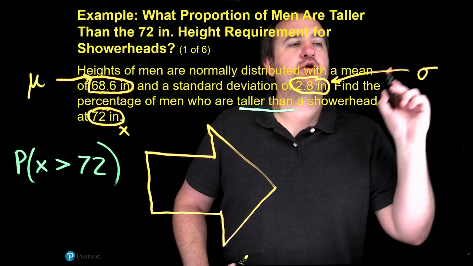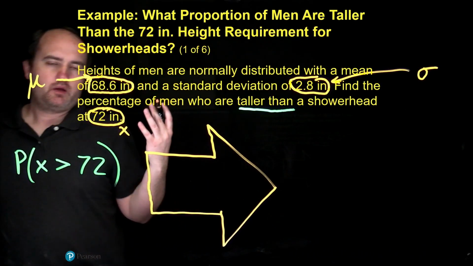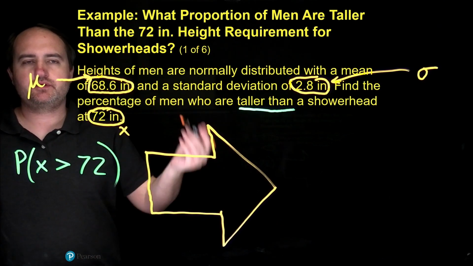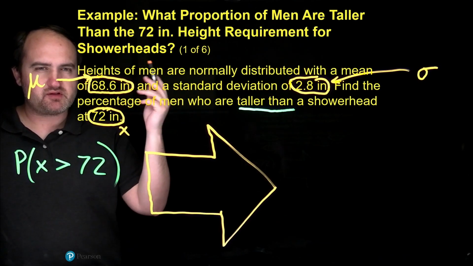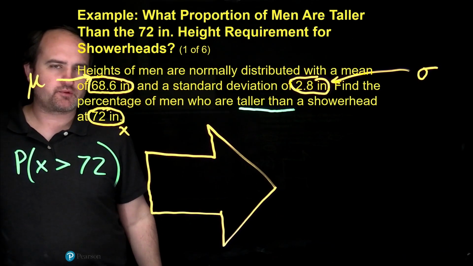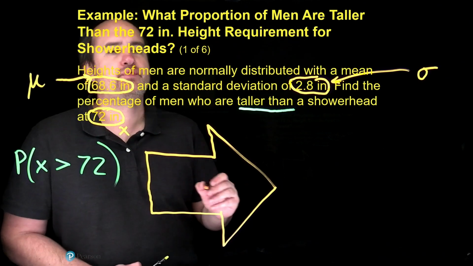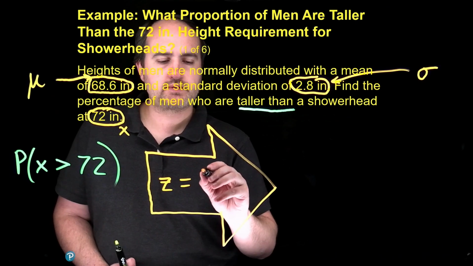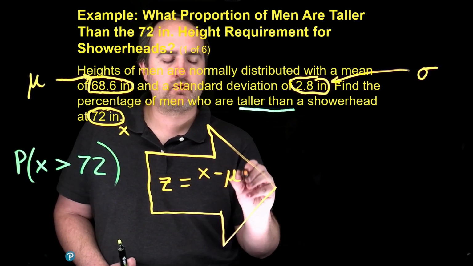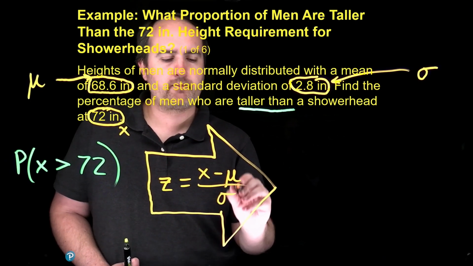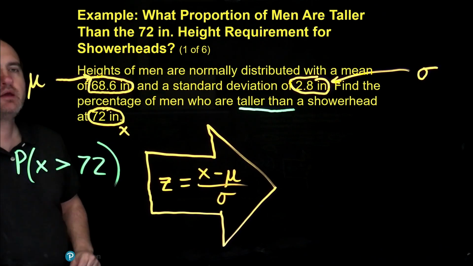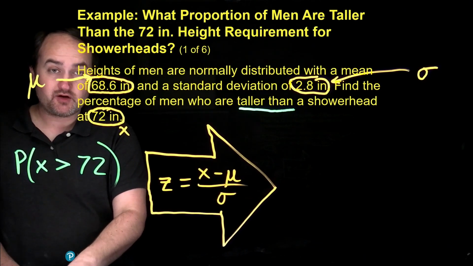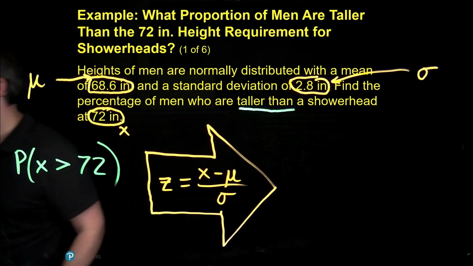When you're doing your homework from this section, quite a few of the problems you just need to label it like this so that you do it correctly. Once you have it labeled, it's not too incredibly difficult. So we're going to be using the z-score formula: z equals x minus mu over sigma. Then we just plug in the numbers that we have, and we need to grab our calculator. So let me go get my calculator.